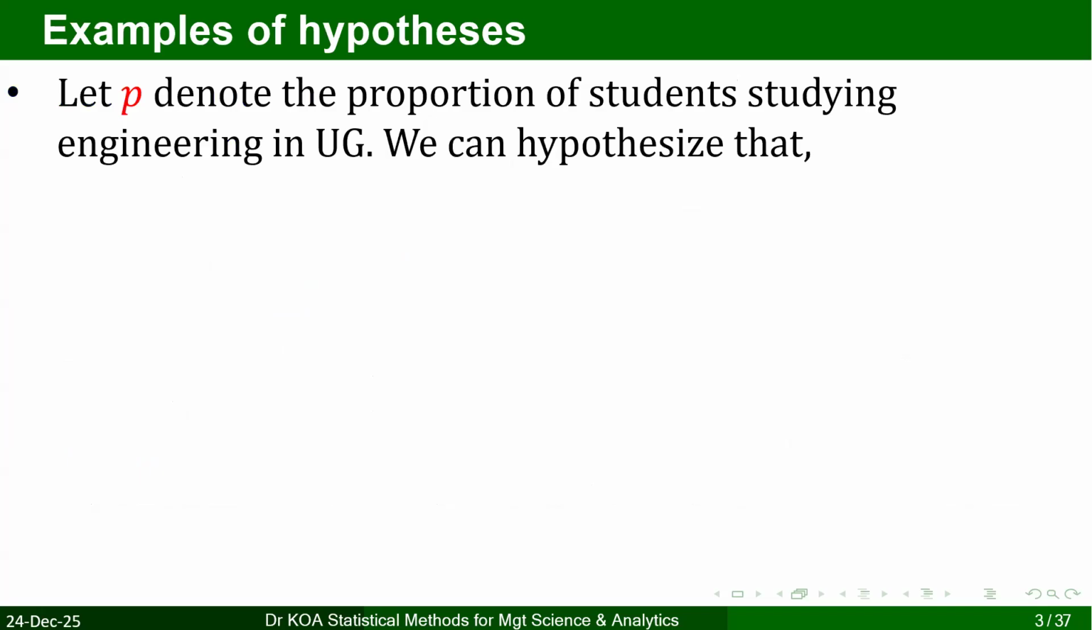So let's take an example to make this definition solid. Let's assume that we have a letter P representing the probability or the proportion of students studying engineering in the University of Ghana. If P represents the percentage of students studying engineering, we can hypothesize that P is greater or equal to 60%. In other words, the percentage of students studying engineering is 60%.